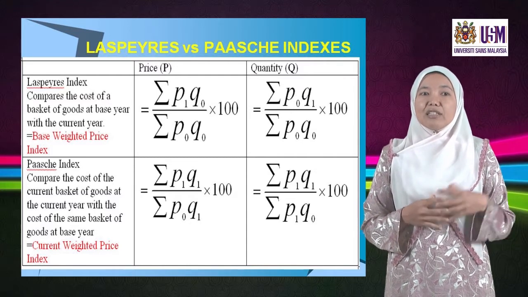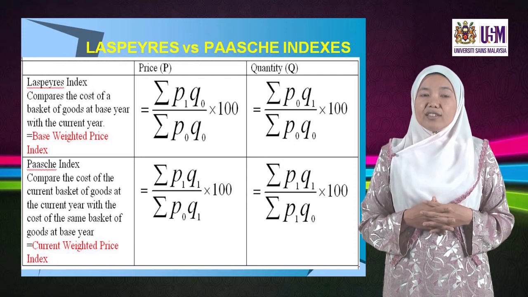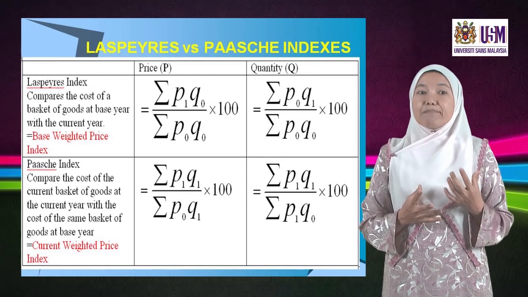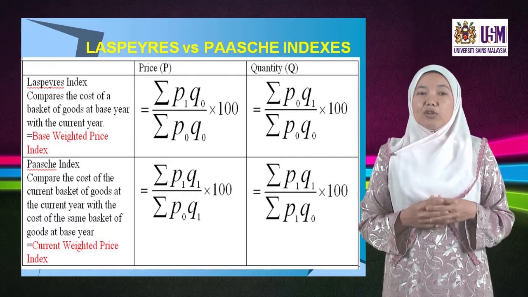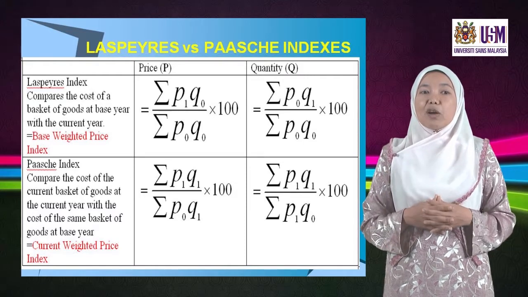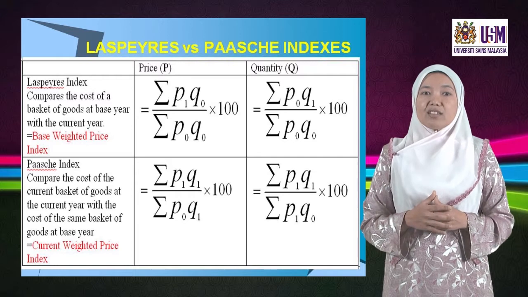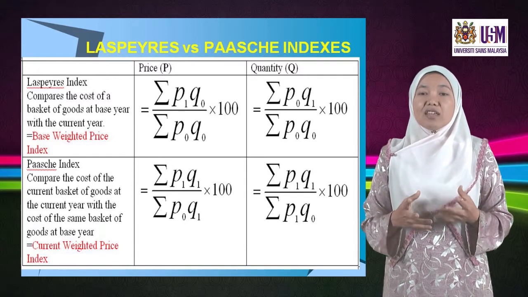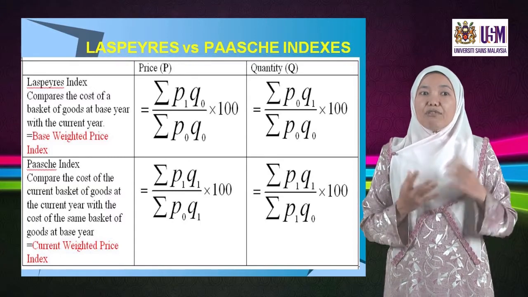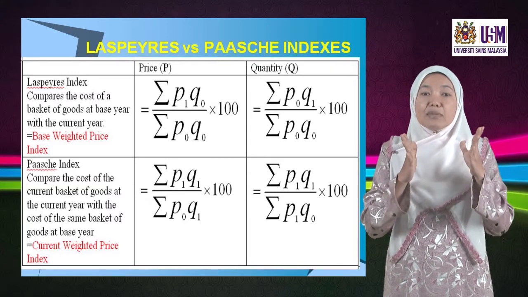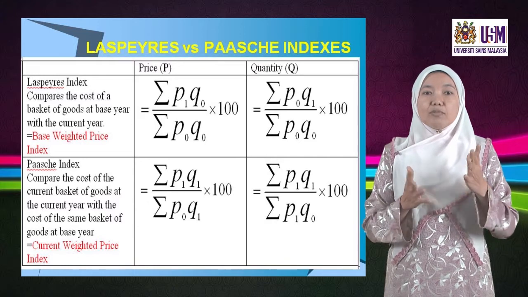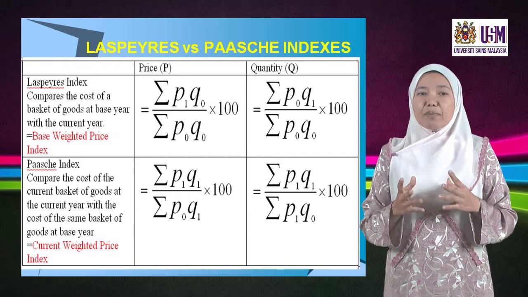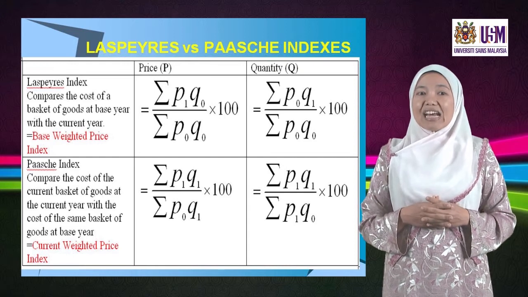Okay, let's talk about the Laspeyres price index first. So the Laspeyres price index is referring to the basket of goods at the base year. Because index can be in terms of price or index can be in terms of quantity. So for the Laspeyres price index, look at the middle column, the first row. In this case, we are comparing the cost of the basket of goods at base year with the current year.